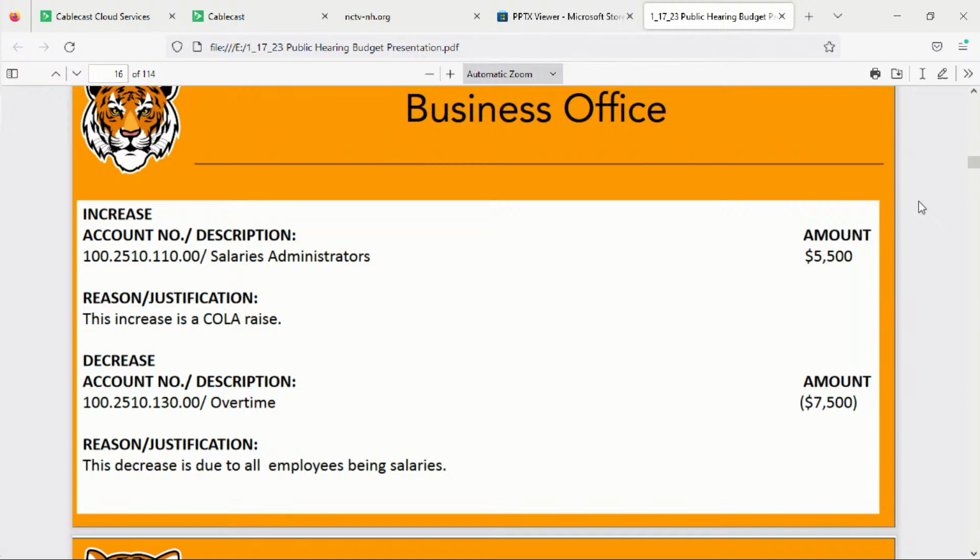Trying to get to the next slide. So HRA is an increase of $40,000. That's for health insurance claims. And then the principal bond payment of $88,200 for the CTE. It's been added.